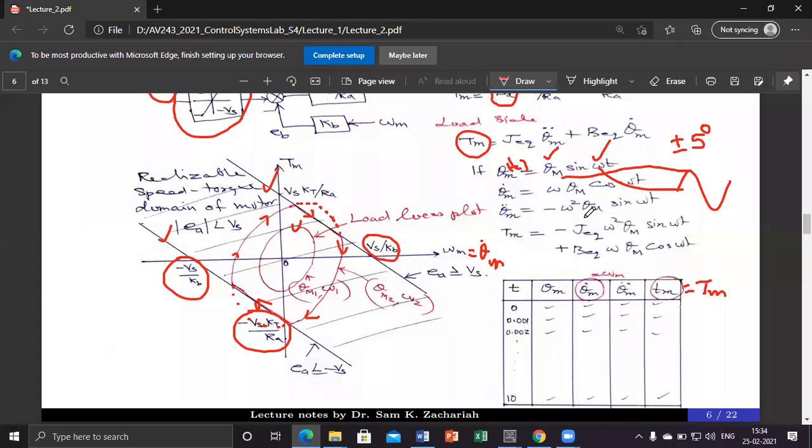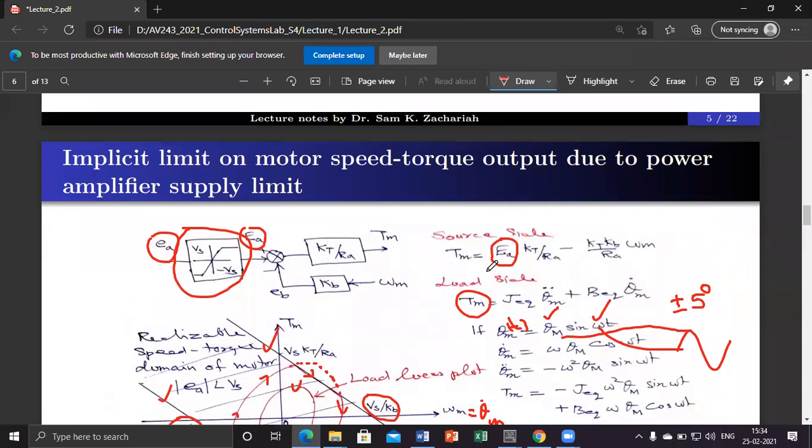What I mean is that earlier on, when we saw this diagram, you had drawn the speed torque characteristics parallel to the limits, even for the load side. That is for what kind of? Okay. See, I am drawing the source characteristics.